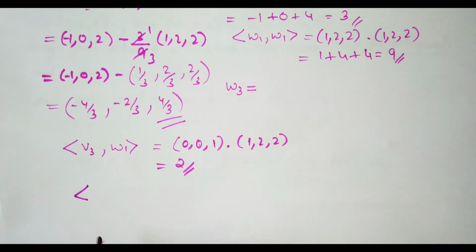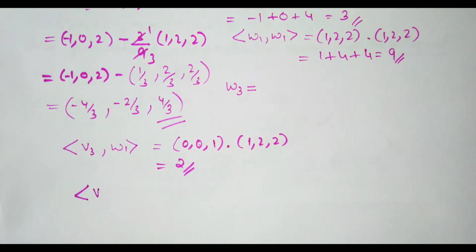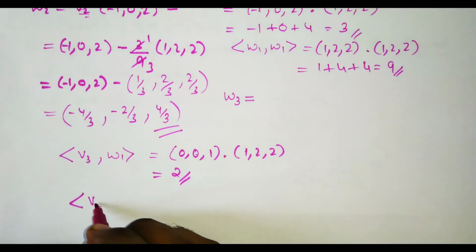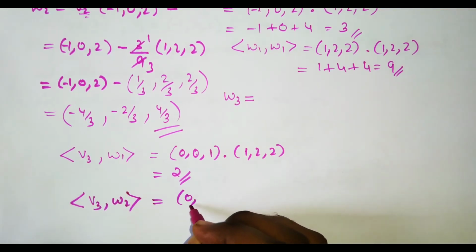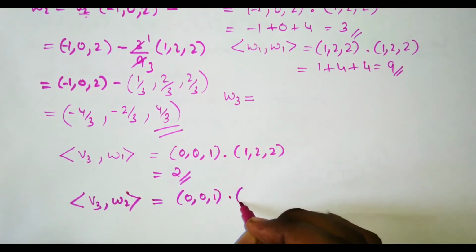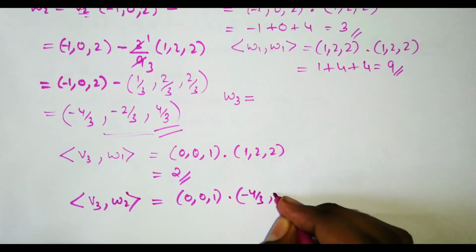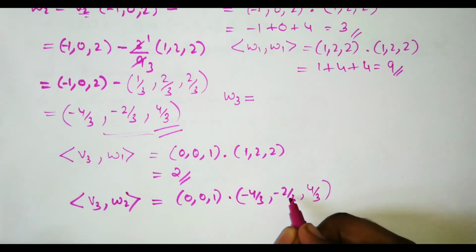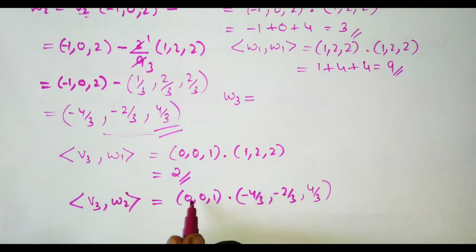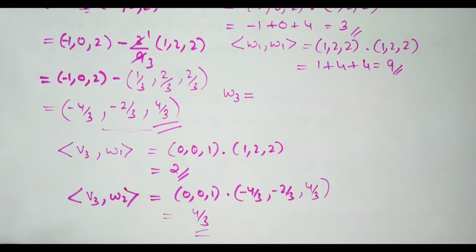So let us move on to the next one, that is we have to find the V3, W2 inner product. Okay, so the inner product of this V3, we have (0, 0, 1), dot product with W2, which is nothing but this part, so (-4 by 3, -2 by 3, 4 by 3). So we know it is 0 into this plus 0 into this plus 1 into this, so the answer will be 4 by 3. Okay, 1 into this. So we have got these two values.